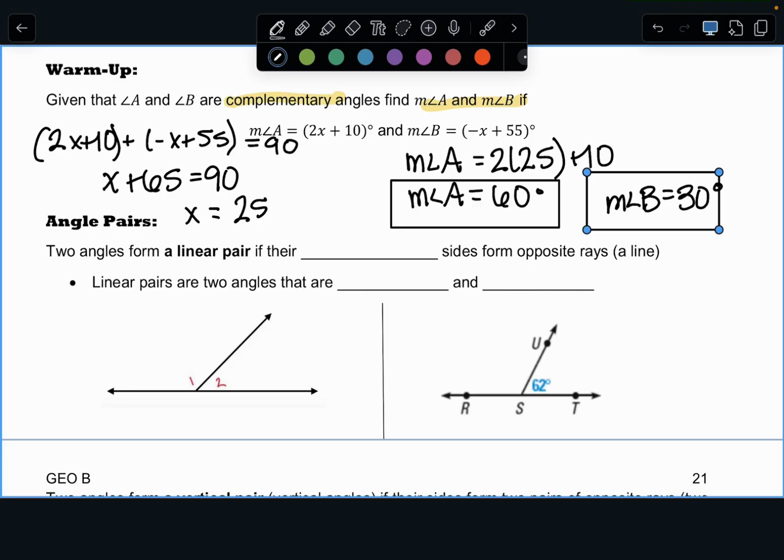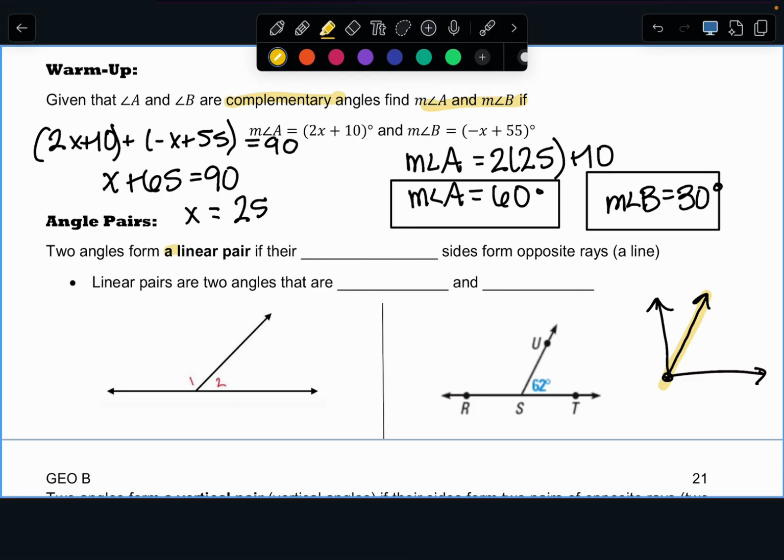Okay, so on Friday we had three main words. We talked about complementary and supplementary. The other main word that we had was adjacent. Does anyone remember what adjacent angles are? They were angles that shared a side and a vertex. Yeah, they're close to each other, next to each other. So these two angles, this one and this one, would be adjacent because they share this yellow side and this vertex down here. They're angles that are right next to each other. They share that side.